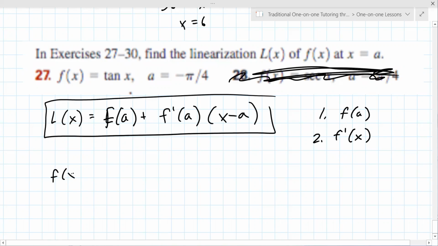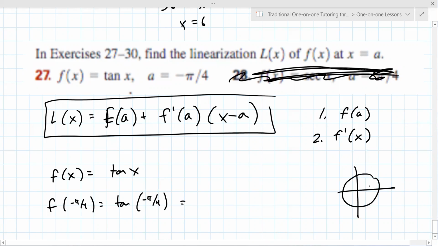So f of x is tangent of x. F of minus pi over 4 is tangent of minus pi over 4. So go to your unit circle there. Minus pi over 4 is right here. X and y are opposite in sign here, but they're the same value. This also has a slope of -1. So that is your value there.